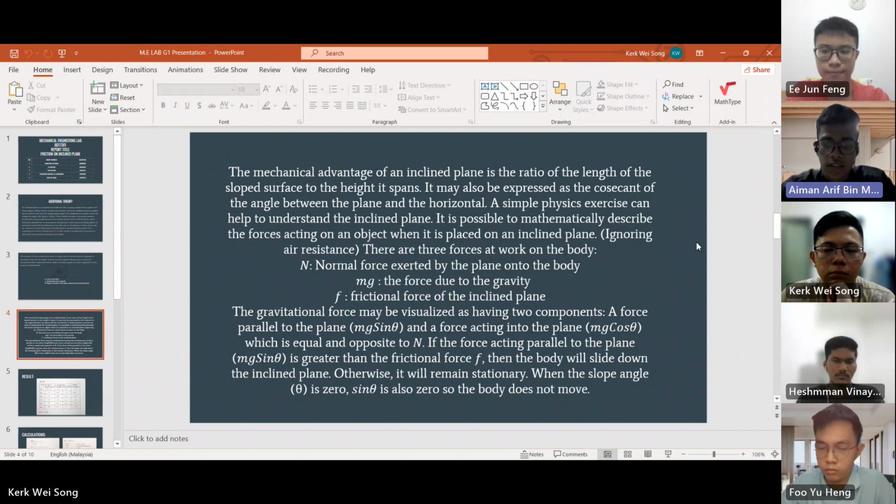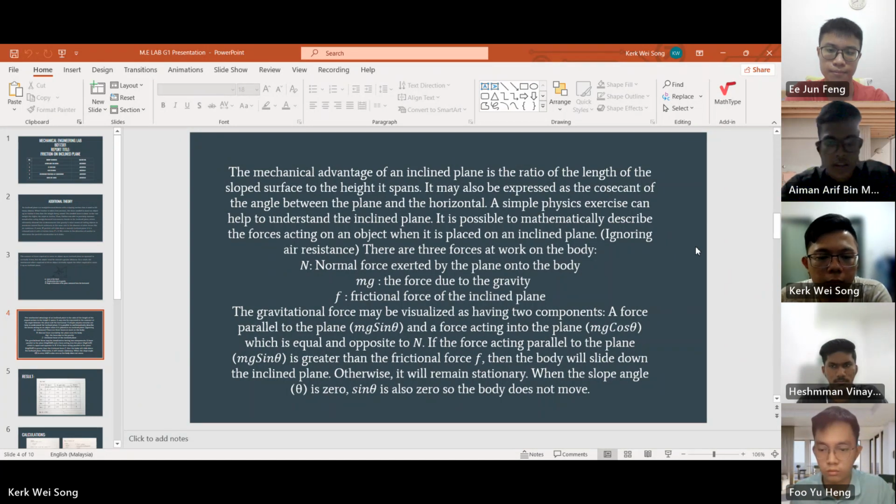If the force acting parallel to the plane, mg sin theta, is greater than the frictional force, then the body will slide down the inclined plane. Otherwise, it will remain stationary. When the slope angle is 0, sin theta is also 0, so the body does not move.